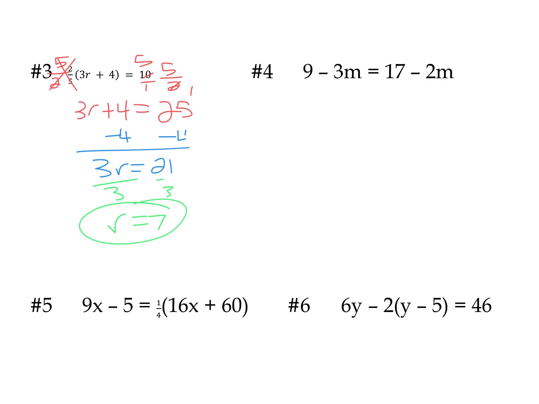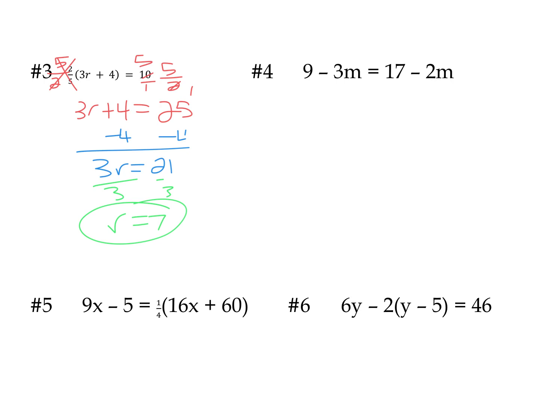In the next example, we've got a variable on both sides of the equal sign. So we want to get the variable just on one side of the equal sign. Now in this case, you could add 2m to both sides, and you'd have negative 3 plus 2, which would give you a negative 1m. Or you could add 3 to both sides, and negative 2 plus 3 would be a positive 1m.